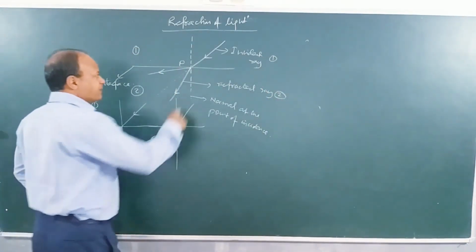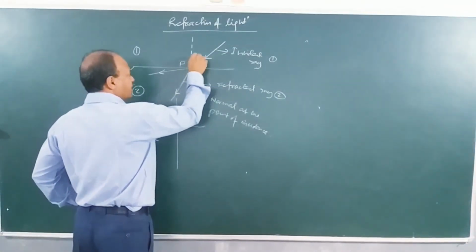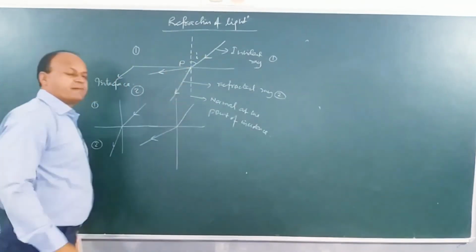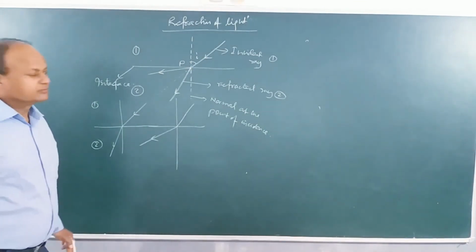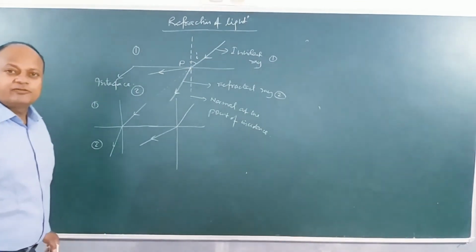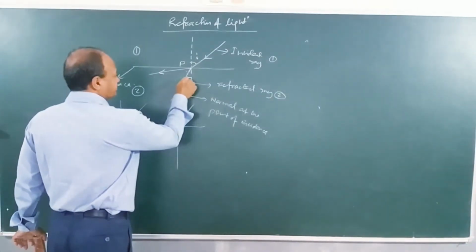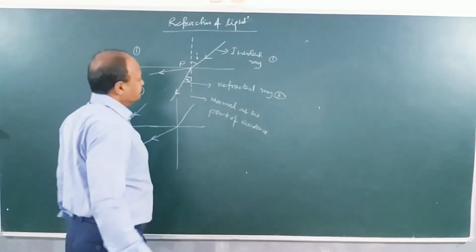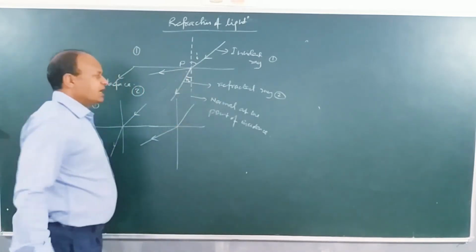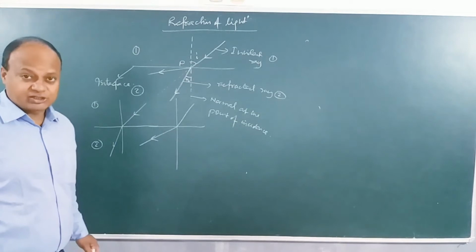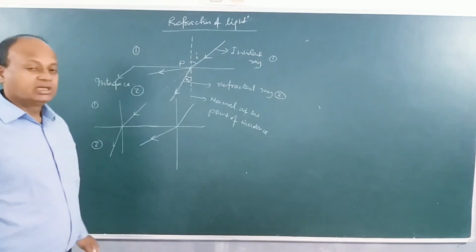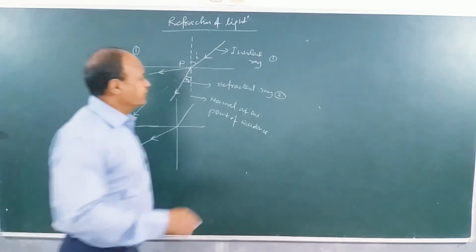Now, angle made by the incident ray with the normal, this is called angle of incidence. I is called angle of incidence. R, this angle which you see, this angle R is called angle of refraction. So, there are certain key terms that we learned here.